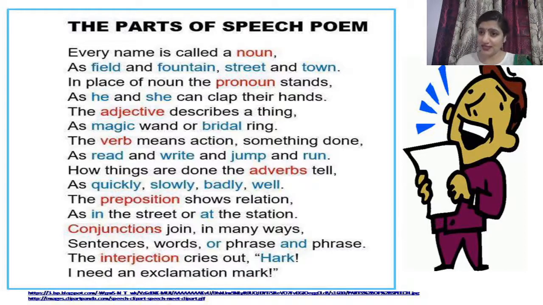How things are done, the adverbs tell, as quickly, slowly, badly, well. The preposition shows relation, as in the street or at the station. Conjunctions join in many ways, sentences, words, or phrase and phrase. The interjection cries out, hark! I need an exclamation mark.